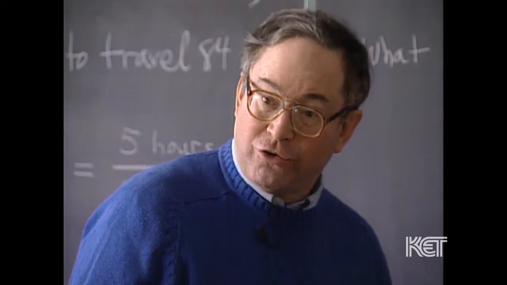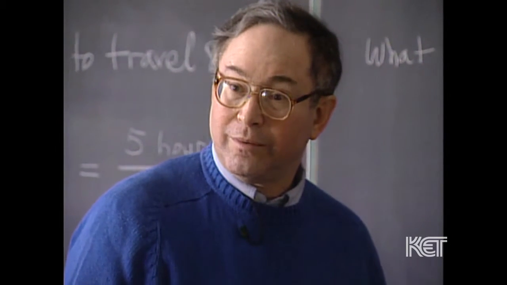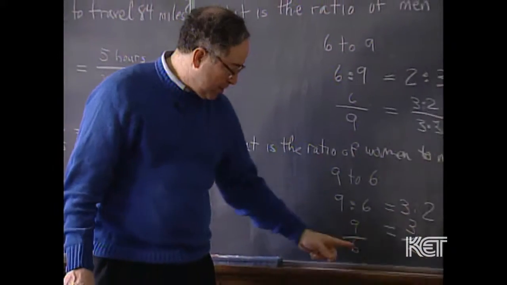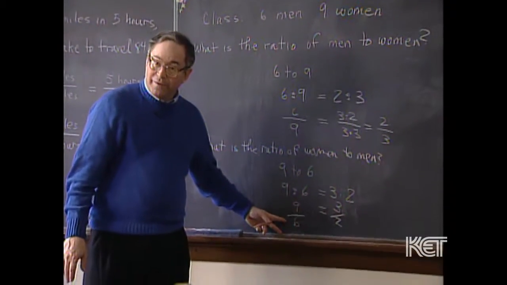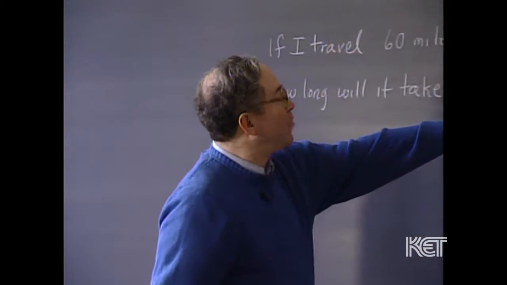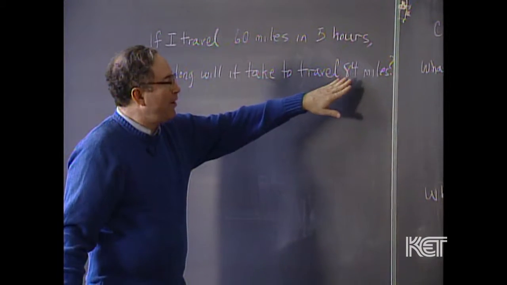A proportion is easy. A proportion is an equality of two ratios. It's when you have two ratios and you say they're equal, then you get a proportion. And when you have four numbers like this, 2, 3, 6, and 9, that are in ratios that are equal, you call them proportional.